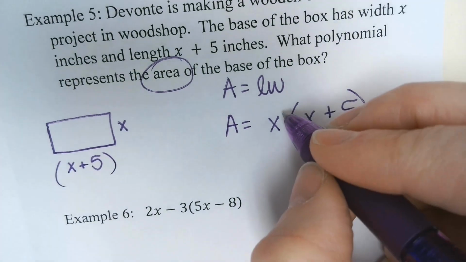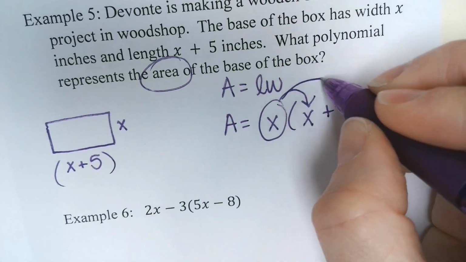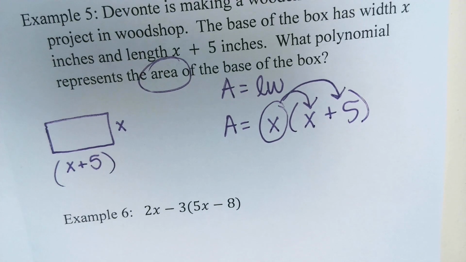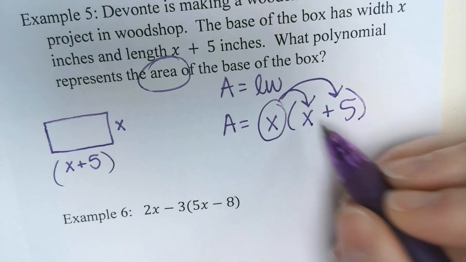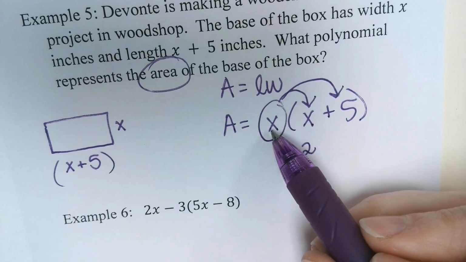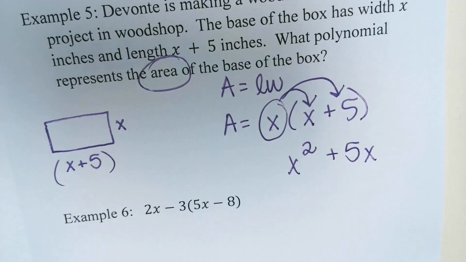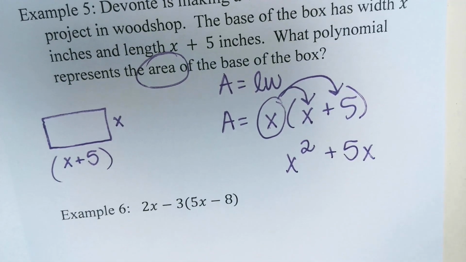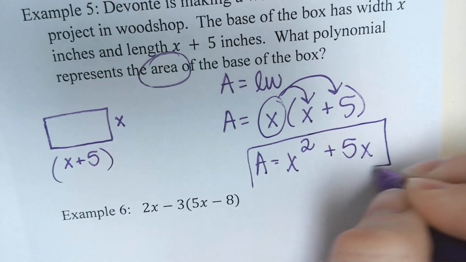So what are we going to distribute? Yep, the x and the 5. Good. X times x, x squared. X times 5, 5x, yeah. You don't want to put x5 because that's not proper. So you always put the number up front. So area equals, and then put your box around it.